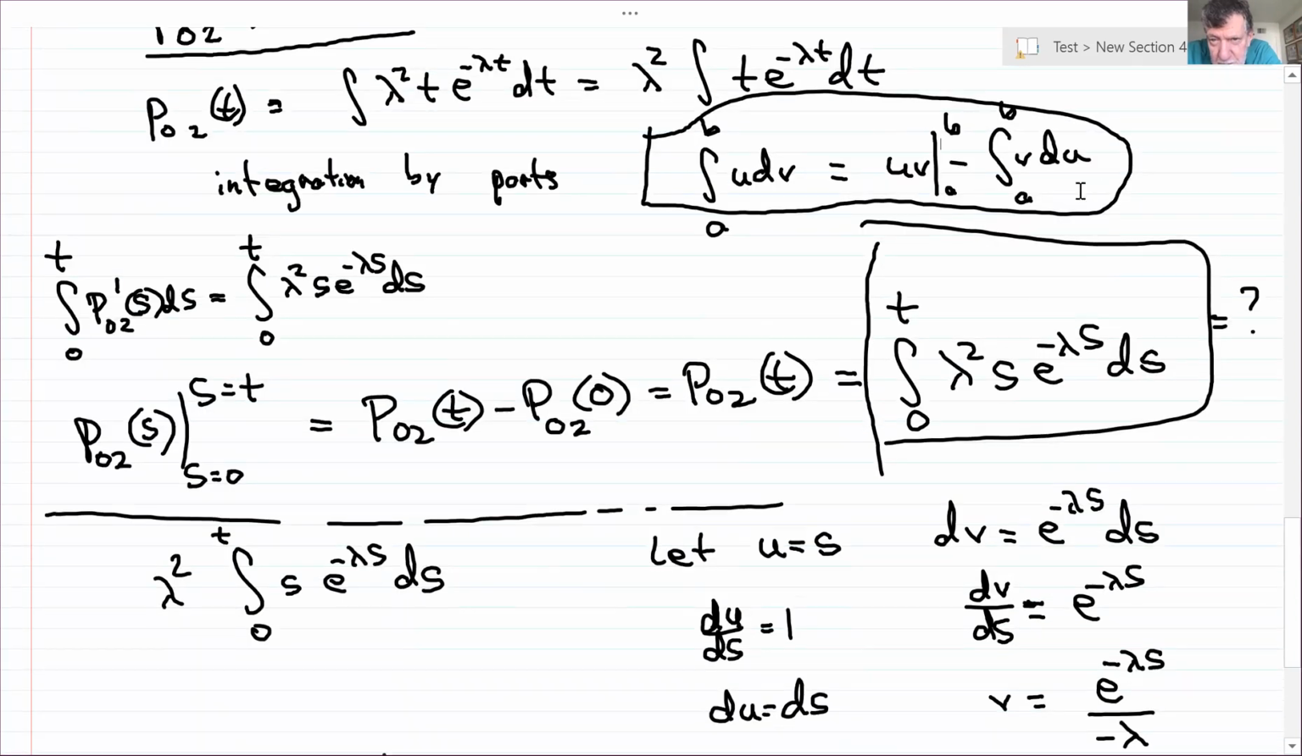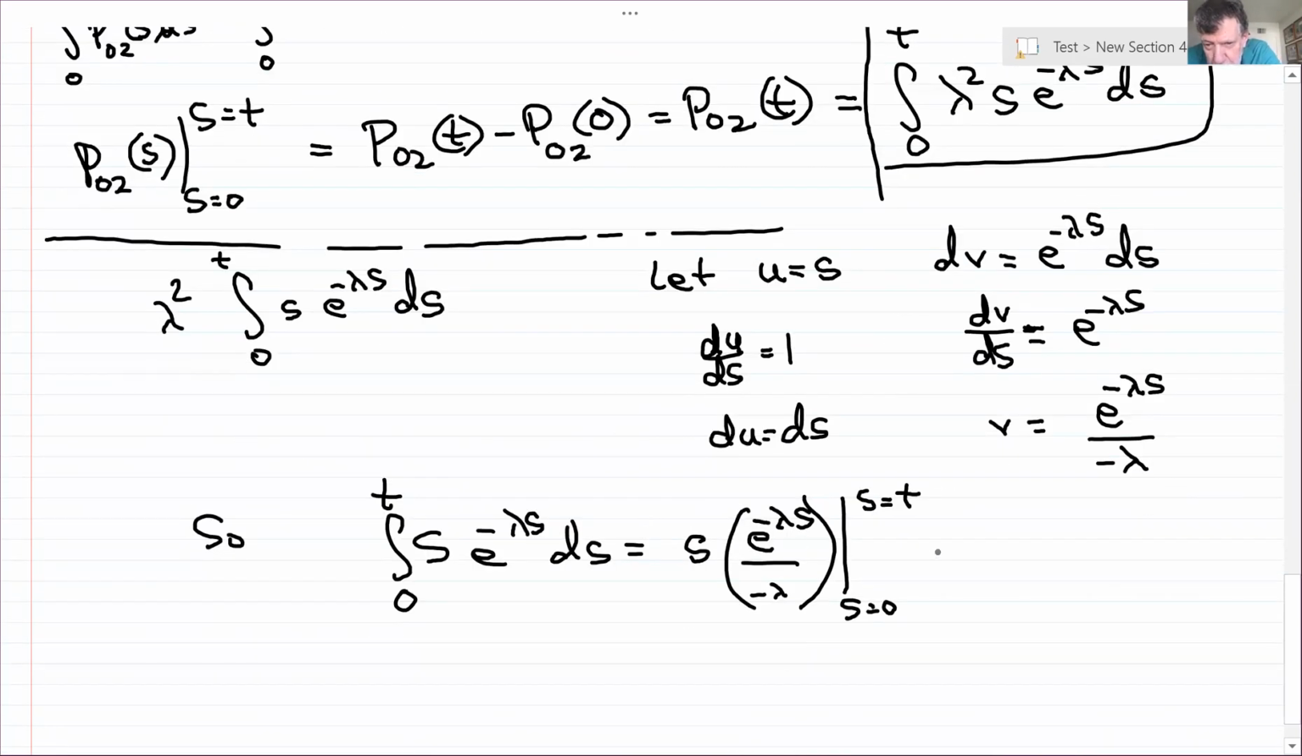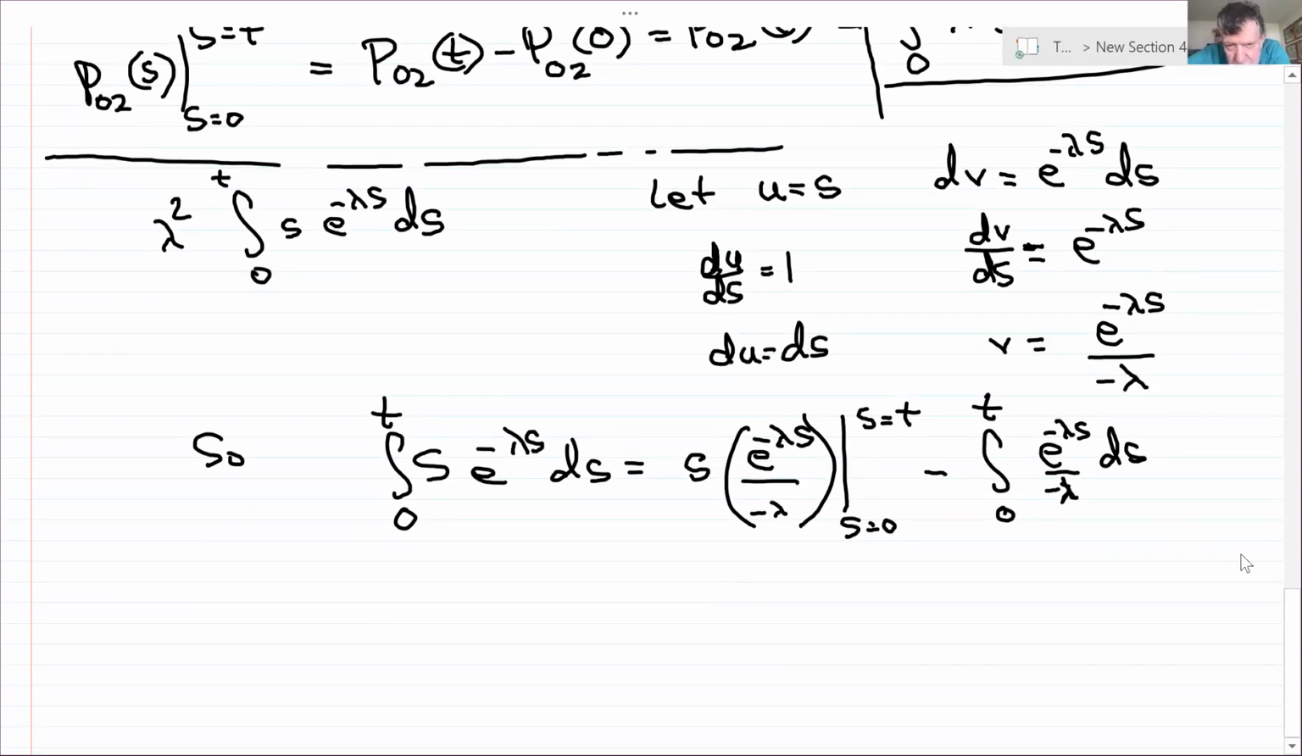And then what's left? Minus the integral of v du. So what's the v? V is all this, e to the minus lambda s over minus lambda. Minus v du, but du is equal to ds. And the limit on the integral is 0 to t. Okay. So it's a big calculus problem. All right, let's see what gives here. When s is t, the upper limit here becomes t e to the minus lambda t all over minus lambda.